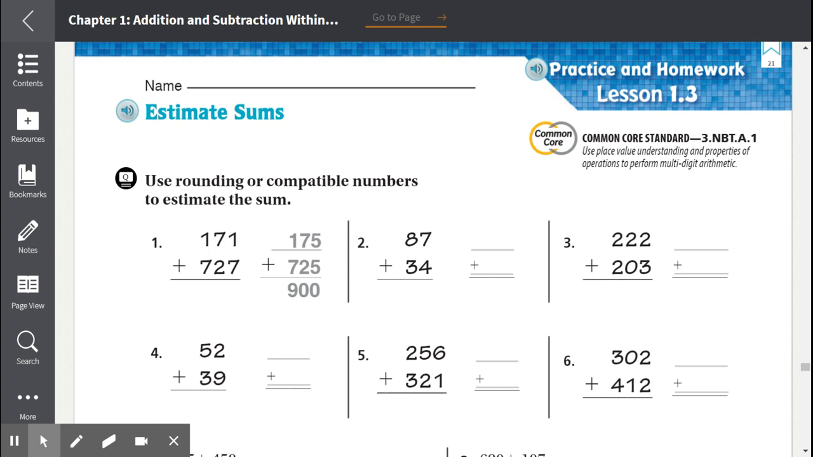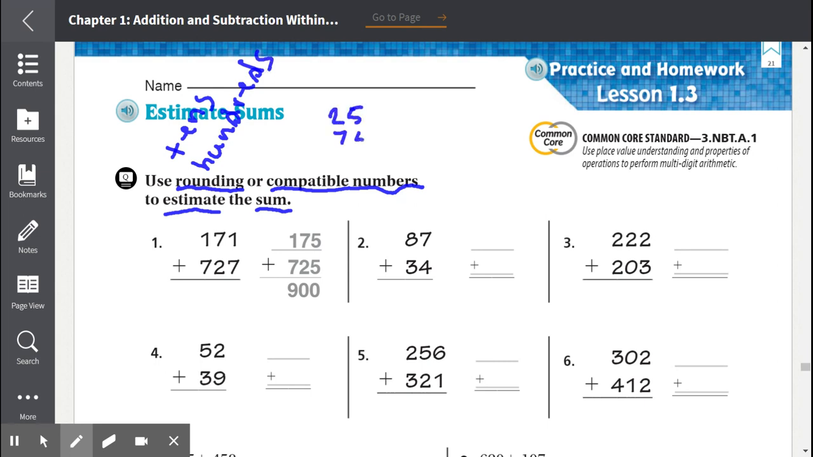Lesson 1.3 Estimate Sums. Use rounding or compatible numbers to estimate the sum. So we know we're going to be rounding and using compatible numbers to estimate the sum. Now, when we round, we know we're going to be rounding using tens and hundreds. Compatible numbers are numbers like 25 and 75 that are easy to use because these numbers equal 100.